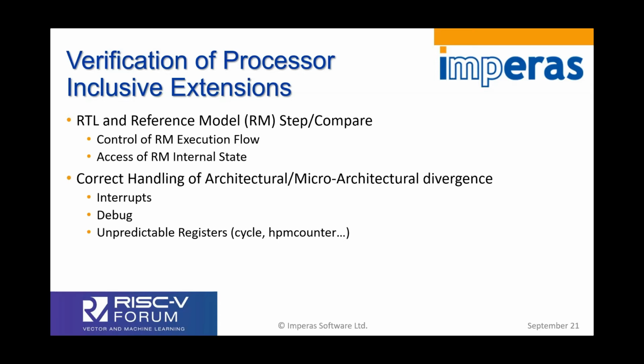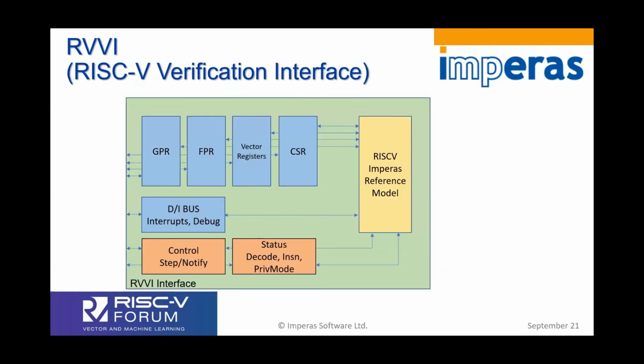A good example of this are things like asynchronous events, such as debug and interrupts, and unpredictable register values, such as a cycle counter, which is completely dependent upon the microarchitectural implementation. During the development of the various DV flows, we've been in the process of formalizing the requirement into something we call the RISC-V verification interface.